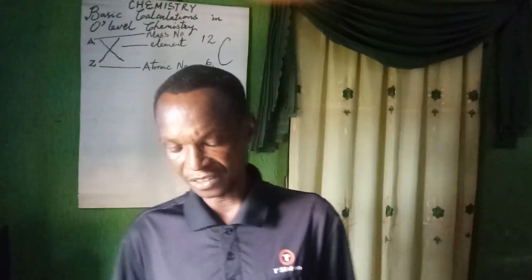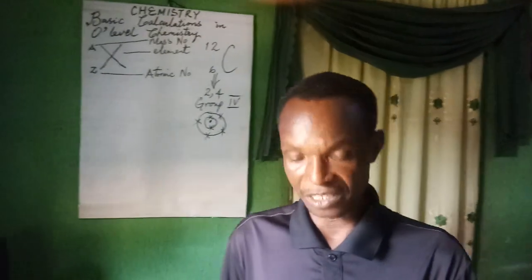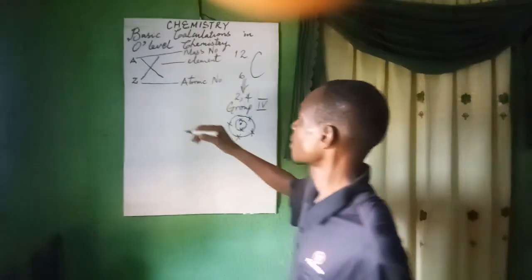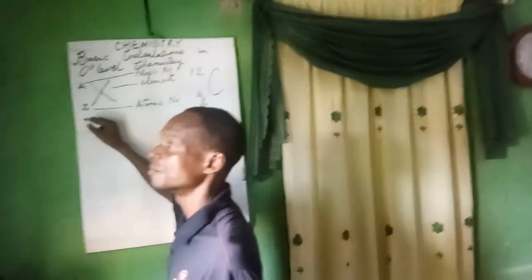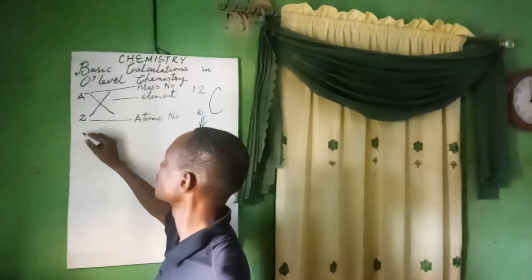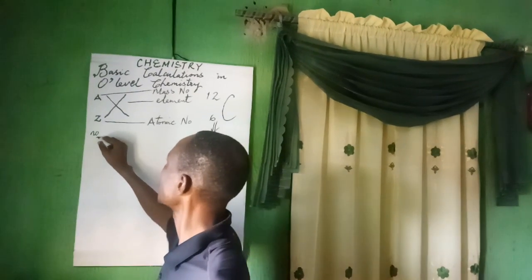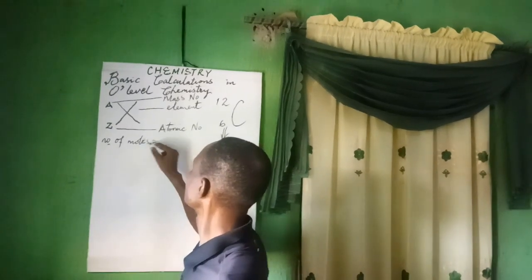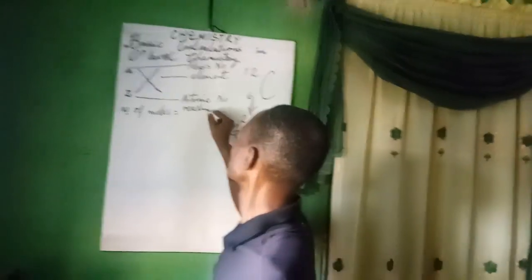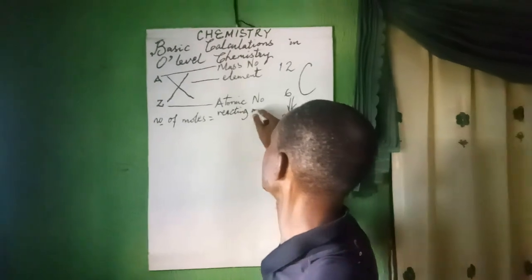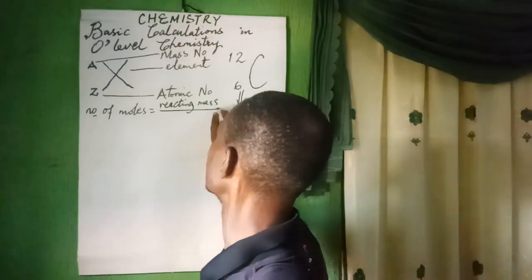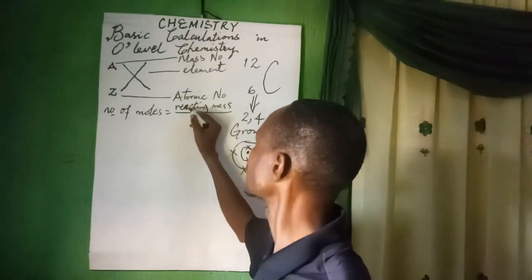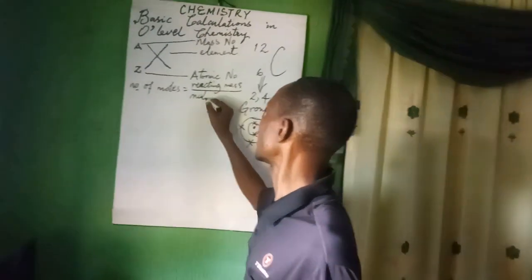The first example is, how many moles of magnesium are present in 12 grams? The formula for calculation of number of moles is reacting mass, or you can simply say mass, or mass given. The mass, the reacting mass, or the mass stated in the problem, all over molar mass.